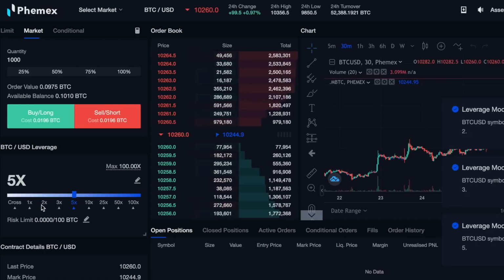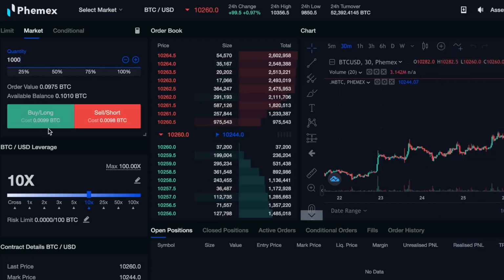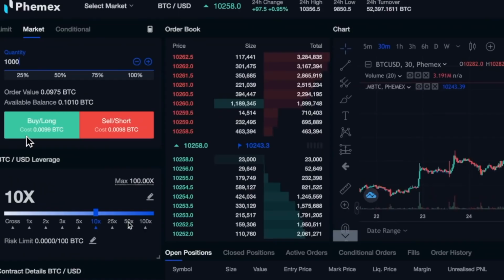Why is that? Well, it doesn't matter if you change the leverage because the quantity here is always going to be the same. The only thing that is different is the amount of margin or the cost that you need to put up to open up this position. So the higher the leverage, the lower the cost. Important to understand here is that cost does not mean fee. What you're paying here is not a fee. It's just the margin used from your wallet to open up this position.